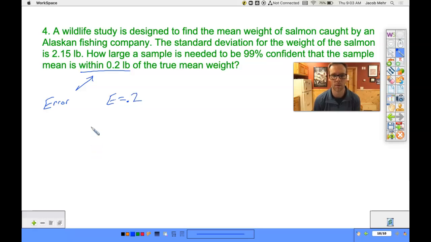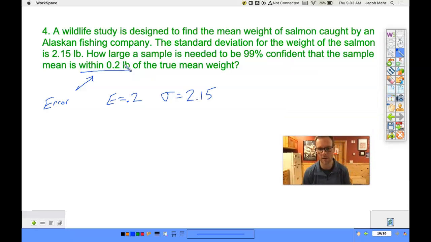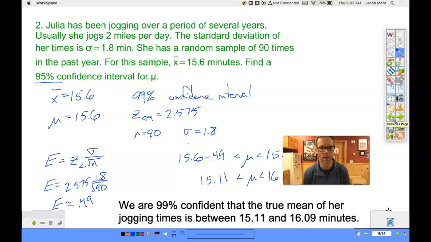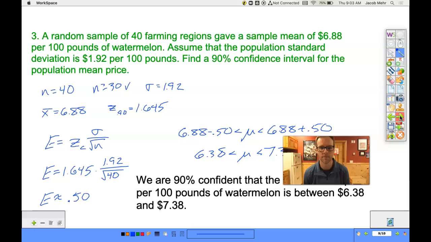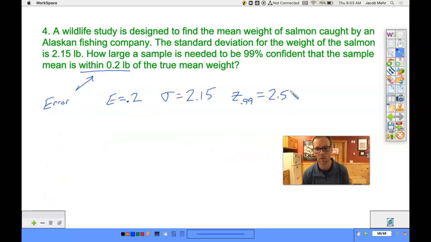All right? Now, what else do we have here? The standard deviation for the weight of the salmon of the population is 2.15. We want a 99% confidence interval to have that error of 0.2. So our critical value, our z-score for a 99% confidence interval, is, what is that number again? It's 2.575. Can we find n? All right, well, how does our error formula go?